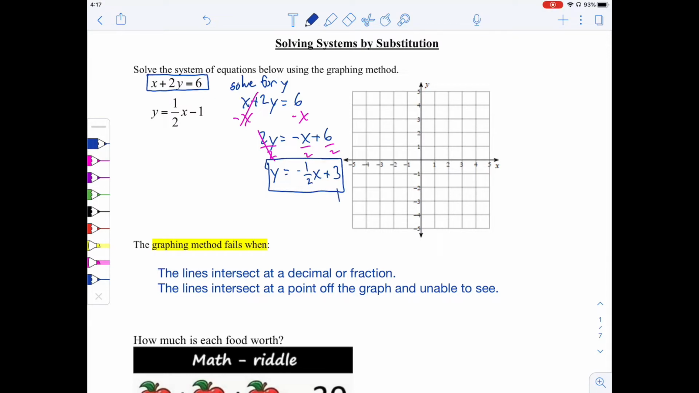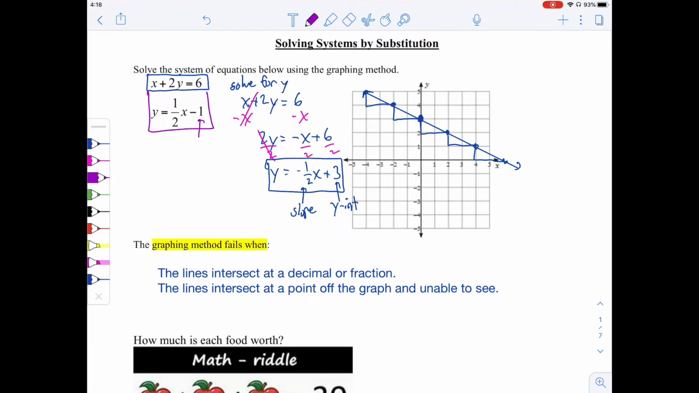So we start at our y-intercept, 3, and then we use our slope, negative 1/2. So we're going down: down 1, right 2. Down 1, right 2. And then we go the other way, just follow the pattern. Then we draw our line right there. So that's our first graph.